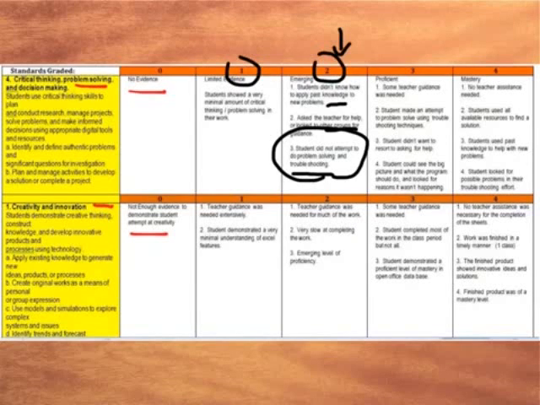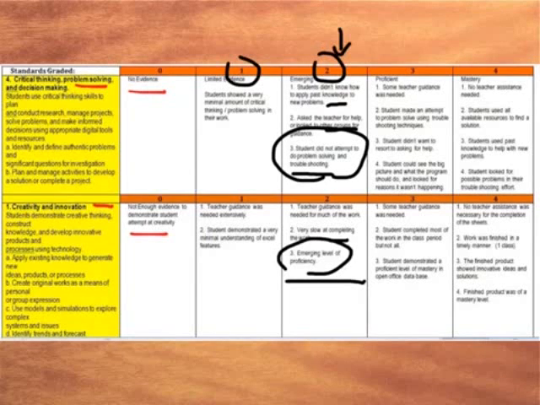Creativity and innovation, teacher involvement was heavily needed. Very slow at completing the work. That means basically you didn't know what you wanted to do, and that's why it took you a long time to get it done. So that really shows an emerging level of proficiency.